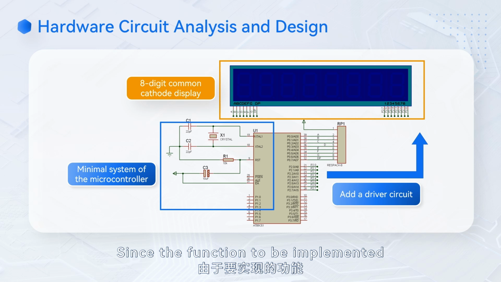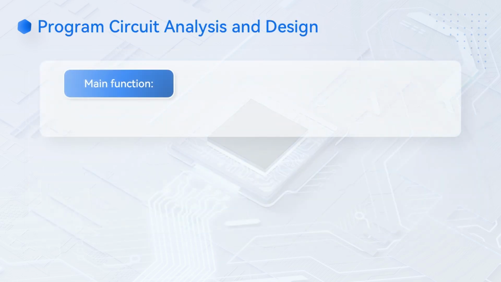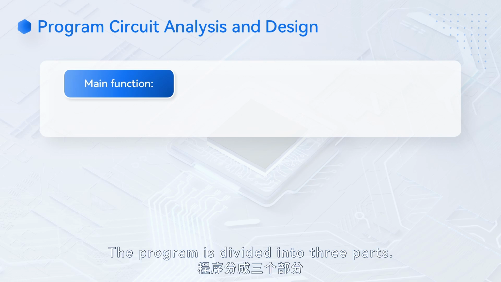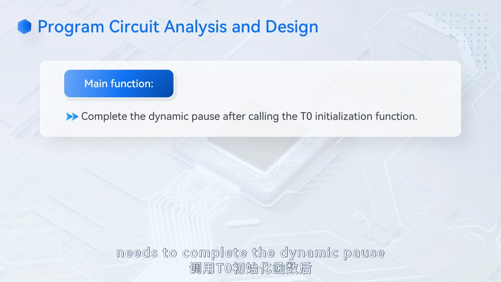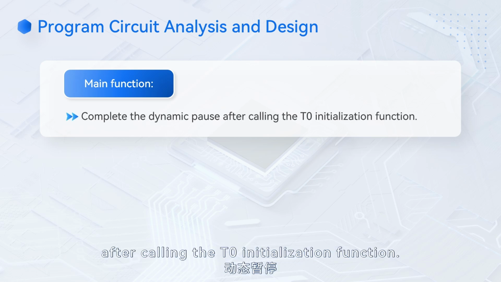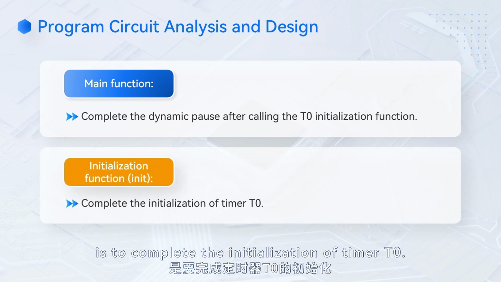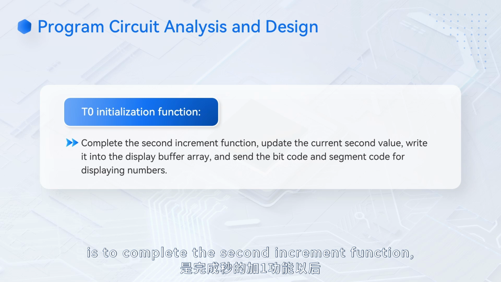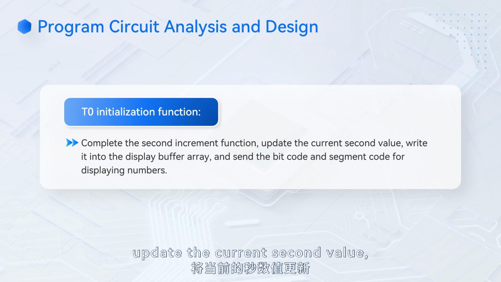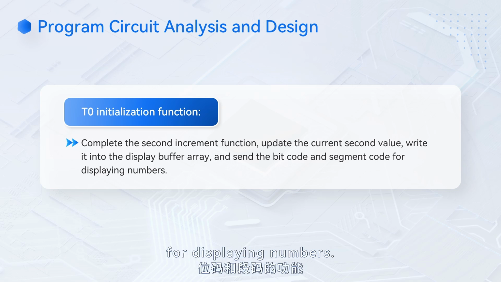Since the function to be implemented is dynamic scanning display, the hardware circuit diagram is exactly the same as in task 1. Let's mainly interpret the program. The program is divided into 3 parts. The main function needs to complete the dynamic pause after calling the T0 initialization function. The function of the initialization function is to complete the initialization of timer T0. The function of the interrupt function is to complete the second increment function, update the current second value, write it into the display buffer array, and send the bit code and segment code for displaying numbers.